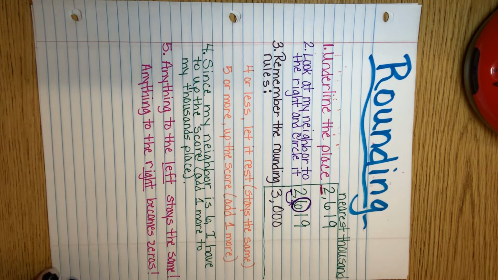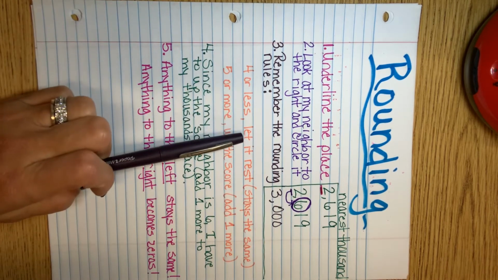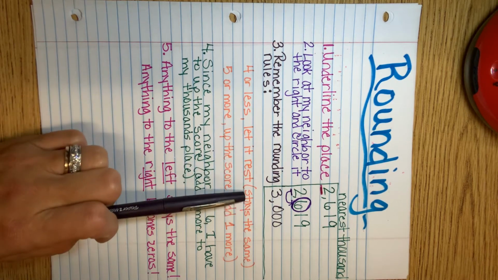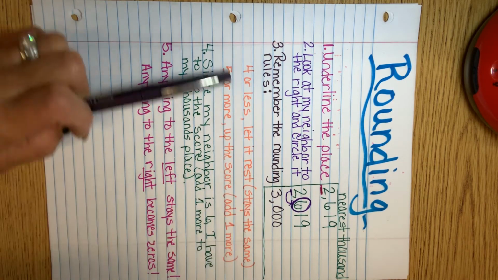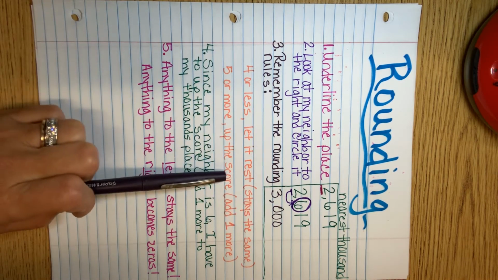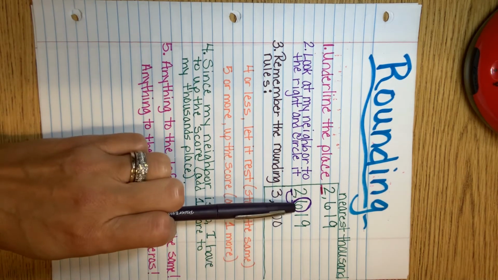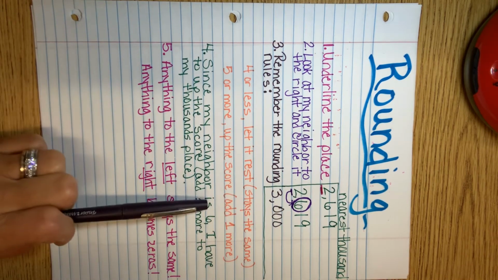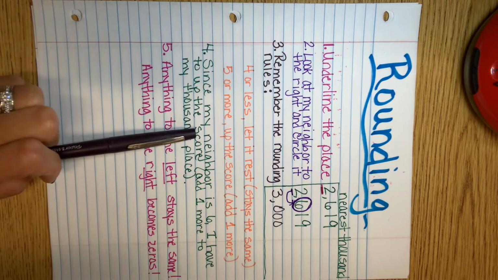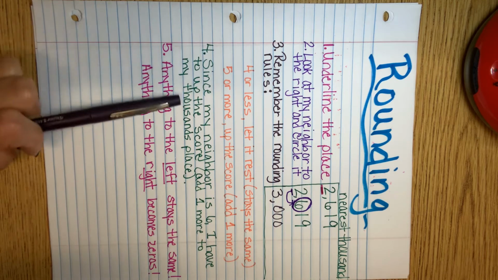Then I have to think about my rules for rounding. If that circled digit is 4 or less, that means I'm going to let it rest, or it's going to stay the same. If that circled digit is 5 or more, I'm going to up the score, or I'm going to add one more. So in my example, since my neighbor is a 6, I have to up the score, meaning I need to add one more to my thousands place.